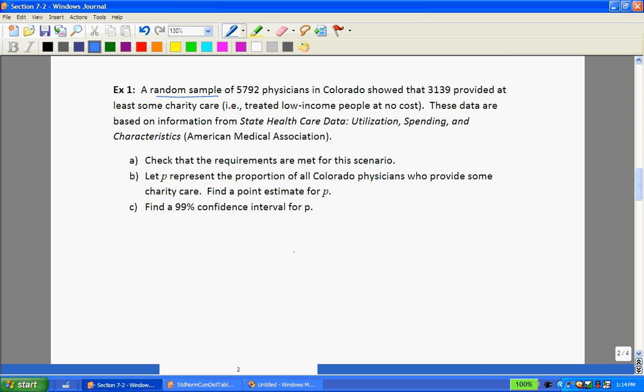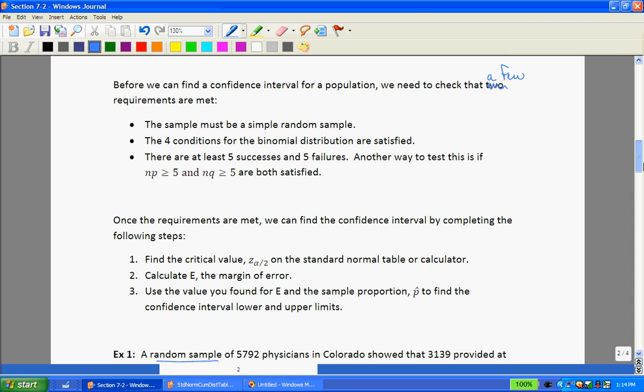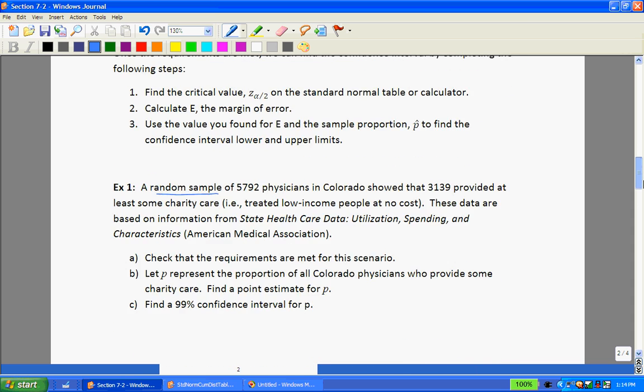The probability of success, meaning that the physician does some charity care, is the same from trial to trial. In this case, if we were to use a proportion to state and use that as the probability that a physician would do some charity care or not, then we can say that that's true. And then finally, are there a finite number of trials? Yes, because there's only so many physicians in Colorado. So I think that all of those are met. Then we had that there are at least 5 successes and 5 failures.